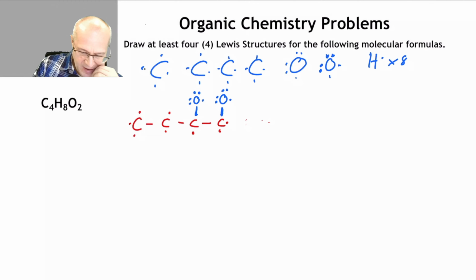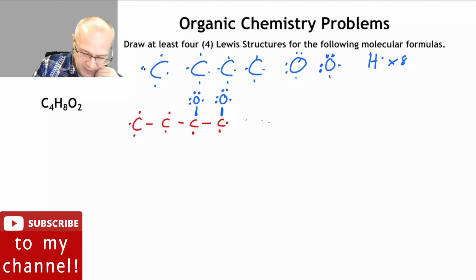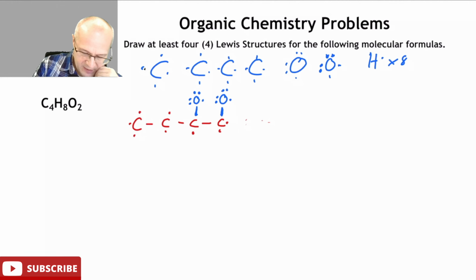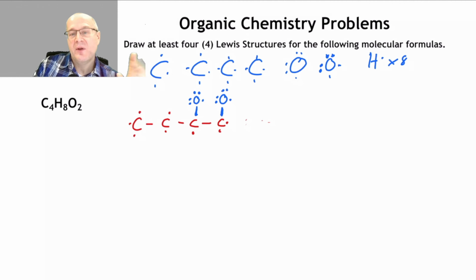And now we have to put in 8 hydrogens. So let's see, 3, 4, 5, 6, 7, 8, 9, 10. We have 10 single electrons in this molecule so far, so we cannot put in the hydrogens just yet. We need to have 8 single electrons in our Lewis structure. We have 10. We've got to get rid of 2, so we've got to make another bond.